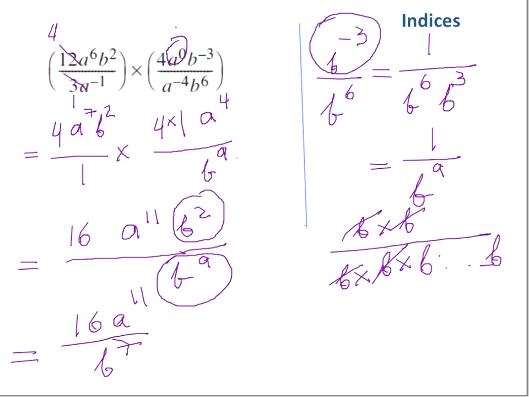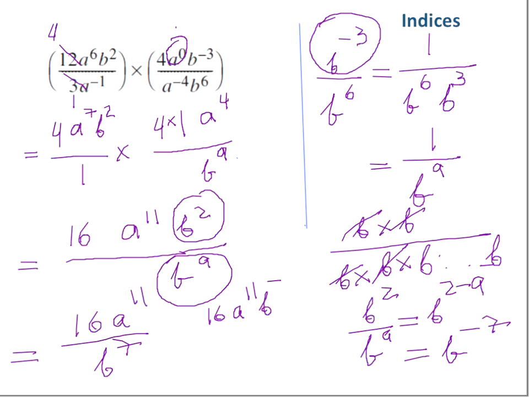The other way you could do it: b to the power of 2 over b to the power of 9. It's a division, so it's b to the power of 2 take away 9, which is the same as b to the power of negative 7. And b to the power of negative 7 is the same as 1 over b to the power of 7. So that's why we could write this as 16 a to the power of 11 b to the power of negative 7, which would be the same as 16 a to the power of 11 over b to the power of 7.